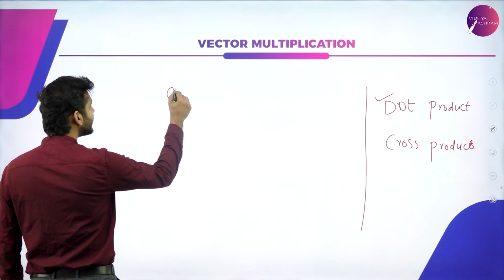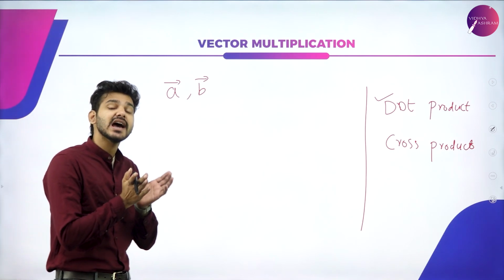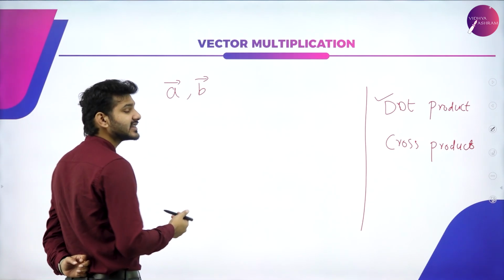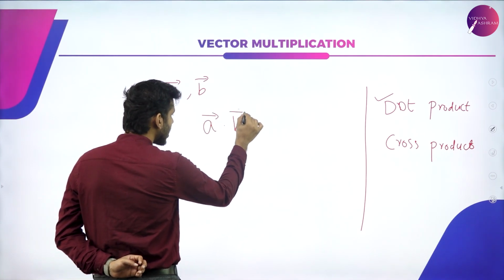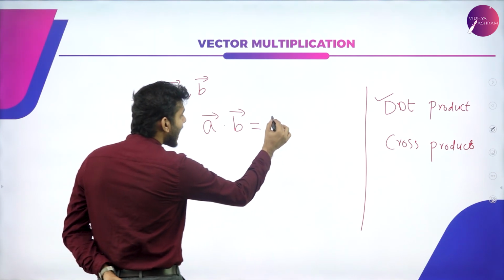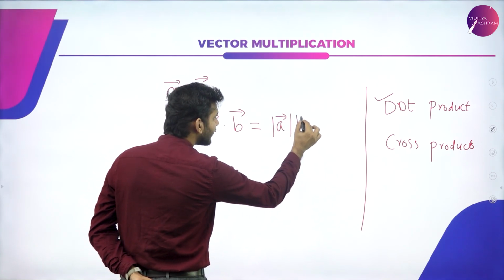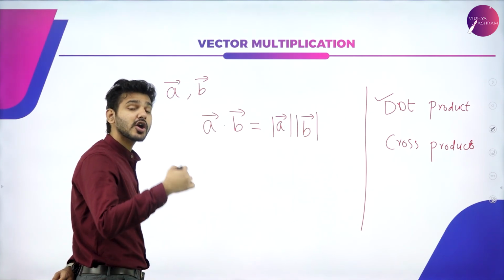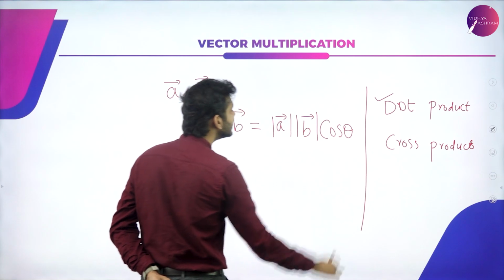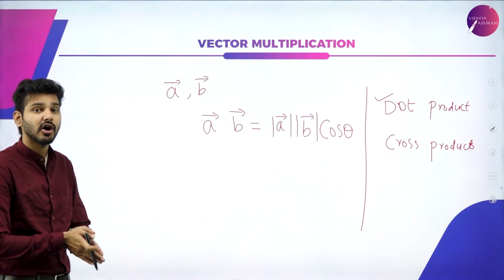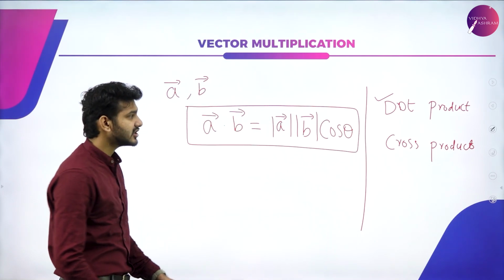Let's say we have two vectors, vector A and vector B, and they are acting at an angle theta. Then we can say that vector A dot vector B will be equal to the magnitude of vector A into the magnitude of vector B into the cos of the angle in between them. That is, the cos of the angle between them gives you the definition of dot product. So this is the actual definition of dot product.